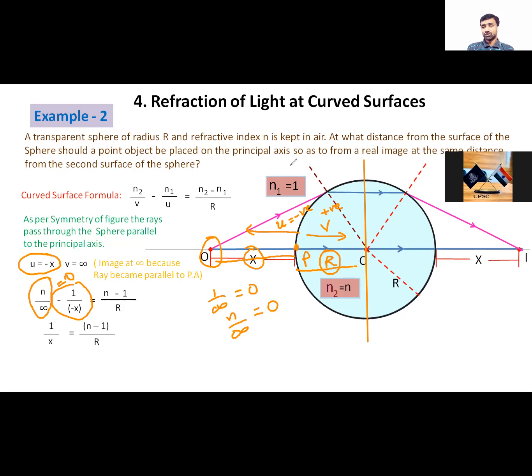So x equals to... here I will simply take the reciprocals on the left side and right side. So 1 by x will be written as x, that equals to what we can write? (n minus 1) by R will be written as its reciprocal, R by (n minus 1). So I got the object distance x equal to R by (n minus 1). Is it clear?